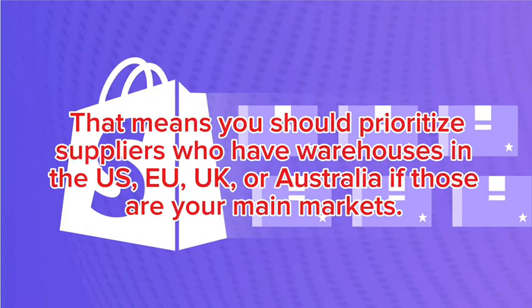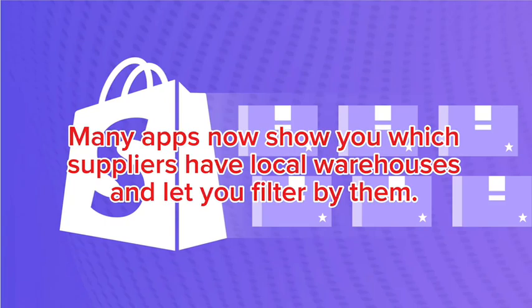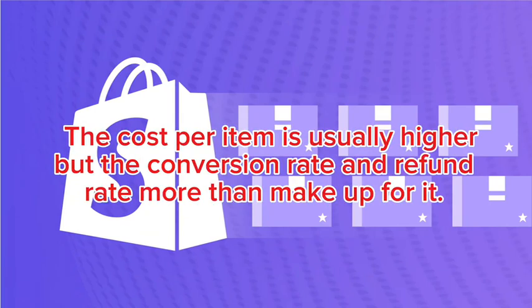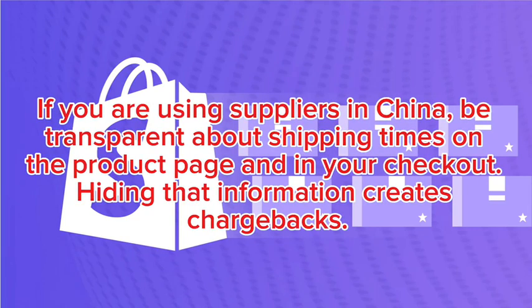That means you should prioritize suppliers who have warehouses in the US, EU, UK, or Australia if those are your main markets. Many apps now show you which suppliers have local warehouses and let you filter by them. The cost per item is usually higher, but the conversion rate and refund rate more than make up for it. If you are using suppliers in China, be transparent about shipping times on the product page and in your checkout. Hiding that information creates chargebacks.